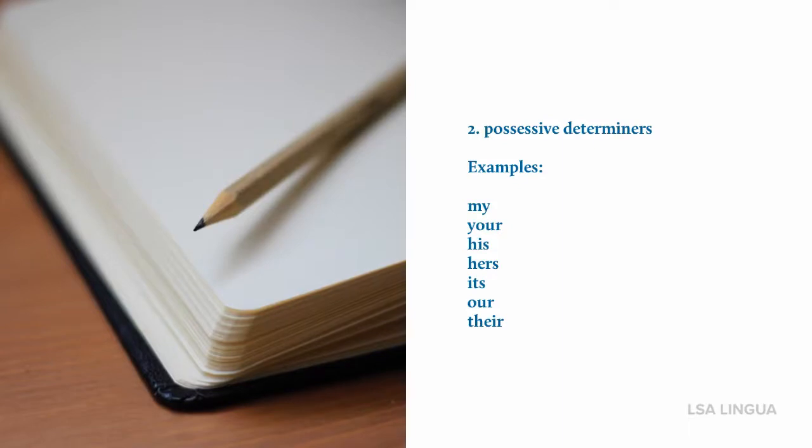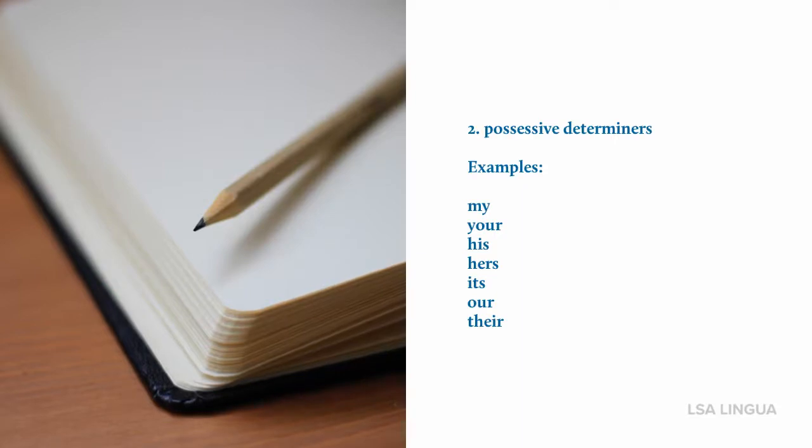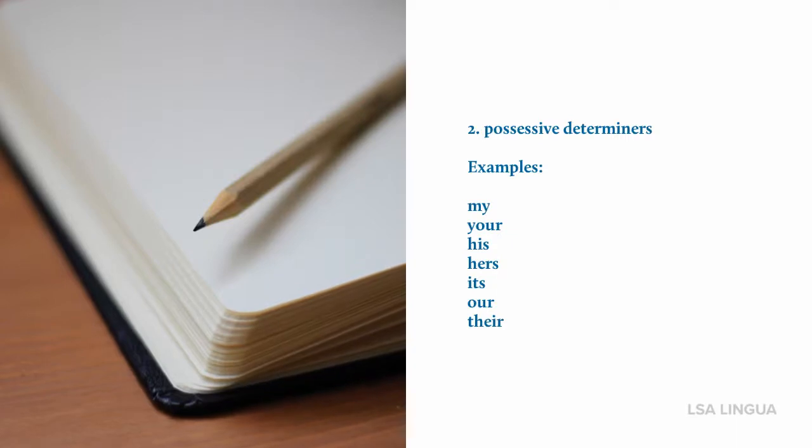Possessive determiners. These determiners are placed before nouns to indicate ownership, but they're not pronouns. Examples: my, your, his, her, its, our, their.